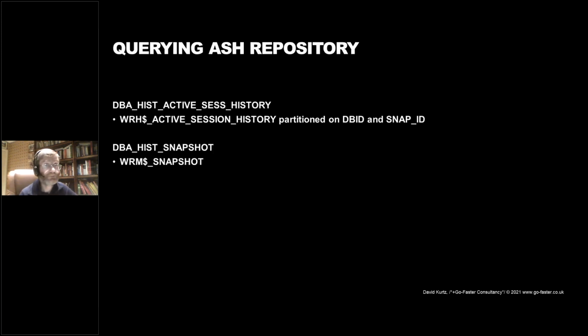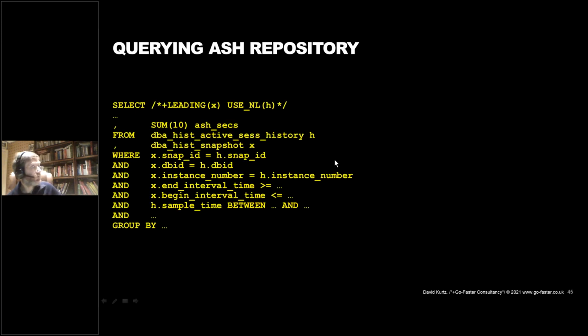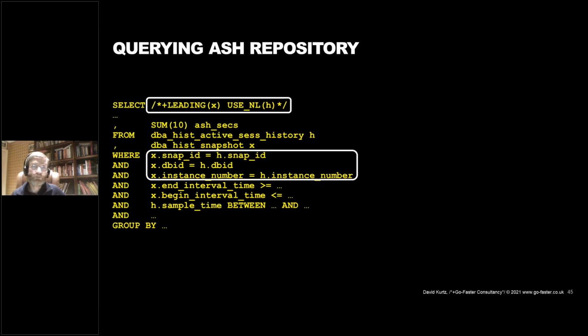Now, when you query these ASH tables, and I'm now going to tend to focus on the AWR repository, DBA_HIST_ACTIVE_SESS_HISTORY is a view of WRH$_ACTIVE_SESSION_HISTORY. That table is partitioned by DB ID and Snap ID. So to efficiently query it, you need a query predicate on these two columns. So I tend to join in DBA_HIST_SNAPSHOT, and that's how I relate a time window to the DB ID and snap ID. So start to build queries that look like this. I'm going to join the two views together on snap ID, DB ID, and instance, and you tend to need a hint to force it to start with the snapshot.